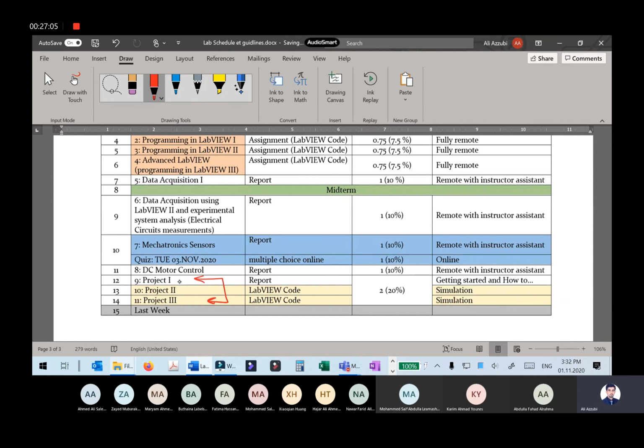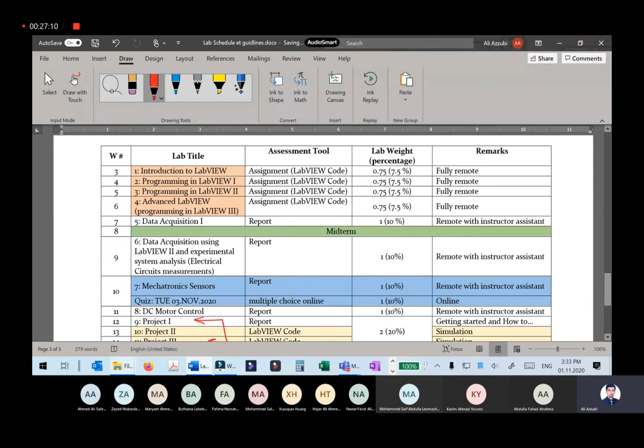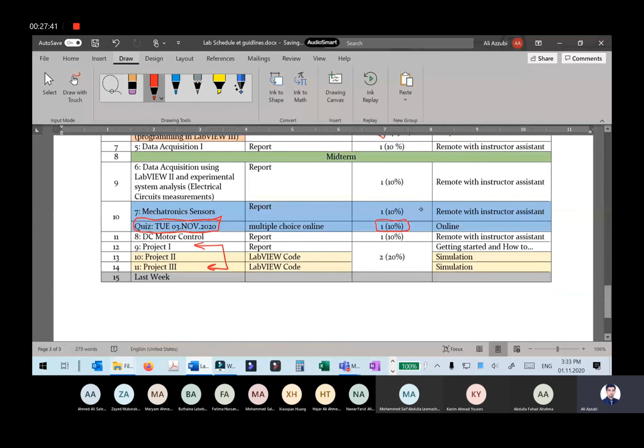So the project is there. Now the good news is the quiz, which will be this week, is now only 10%, and labs 1 to 4, they used to be 0.7, now they are 0.75 of the load. Most of you have good grades in these labs, so basically this will raise your final average. The quiz has to stay there, so this is this week.